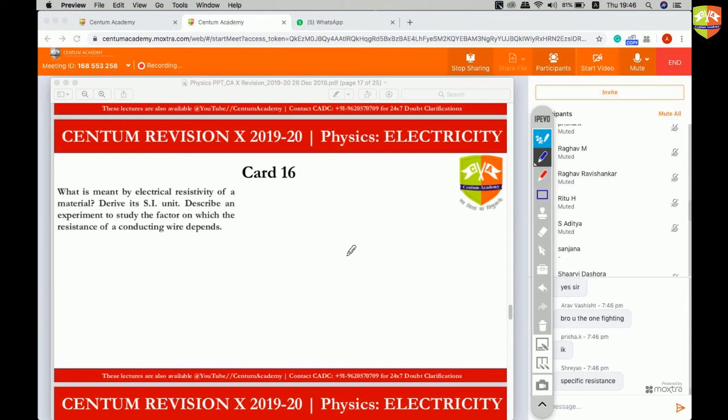Chalo, proceeding further. Some extra activities are going on in the chat. Let's not make them distract the class, okay?